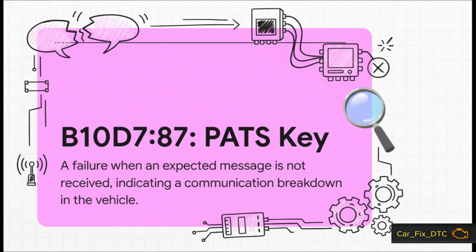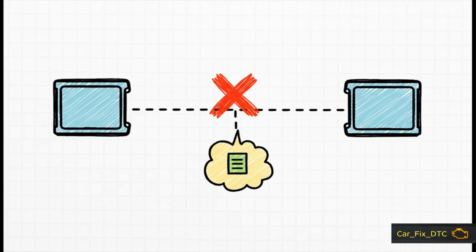Okay, first things first. What is this code? Well, the official name is PATS Key Missing Message. All that really means in plain English is that some part of your car was expecting to get a message from another part and it just never showed up. It's basically a communication breakdown. The easiest way to think about it is like a dropped phone call. You've got these two little computers in your car that need to talk to each other to get things done. But for some reason, the connection failed. The line went dead. And that's what triggers this error code.